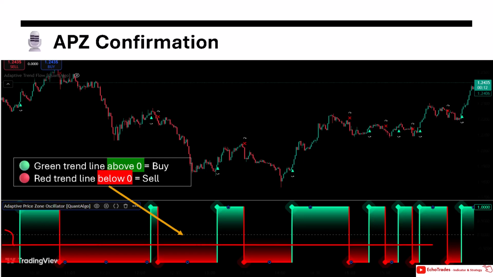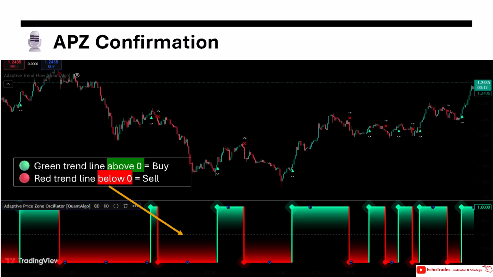It works with a trend line relative to a zero line. Think of the zero line as like a neutral territory. A baseline. Yeah. If the APZ trend line is green and it's clearly above that zero line, that's your strong confirmation for a buy trend. It backs up the L signal from Trend Flow. Green APZ above zero confirms green Trend Flow L. Got it. And the mirror image for selling. If the APZ trend line is red and it's positioned below the zero line, that confirms the S signal from Trend Flow. It validates the sell trend. Red APZ below zero confirms red Trend Flow S. Simple enough logic. Two layers deep.